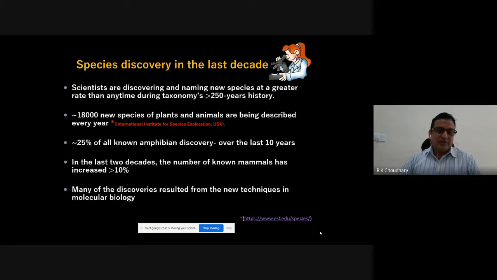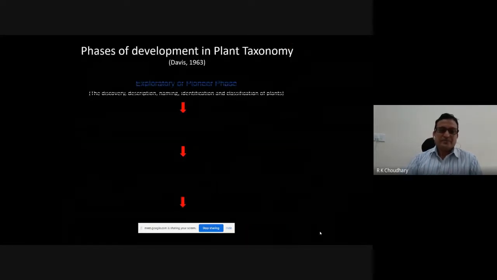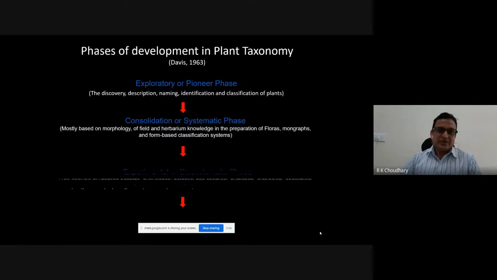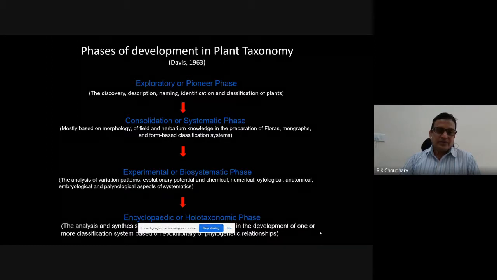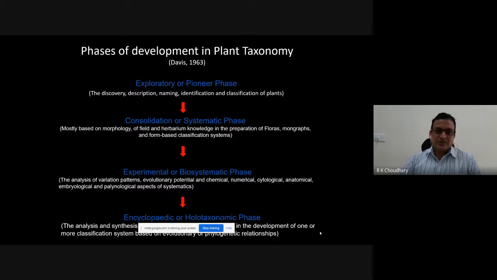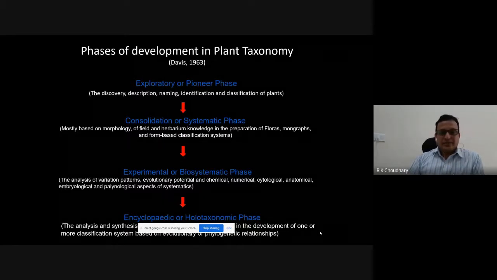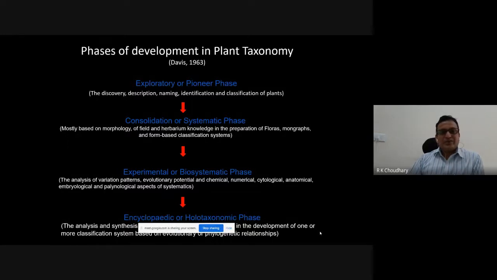And many of the discoveries indeed resulted from the new techniques, because of the arrival of the new techniques in molecular biology. So how it has evolved, you can go through the paper by Davis, 1963. We started plant taxonomy with describing new species, new plants, naming them, identifying them, and classifying them. And that phase was called the exploratory or pioneer phase.